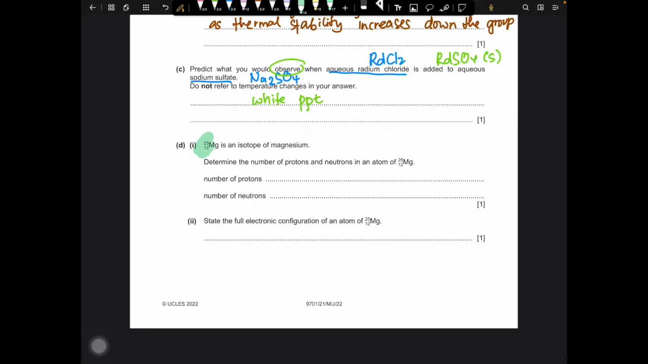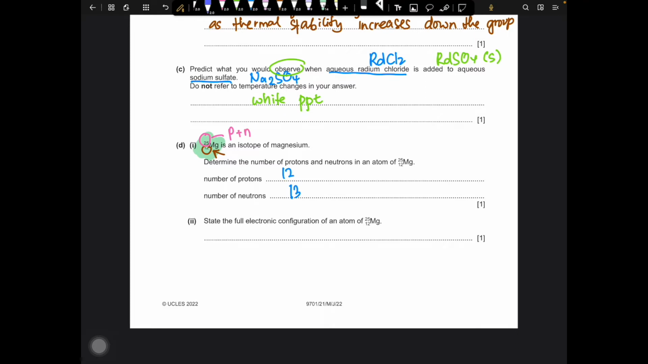The next one, you are given the chemical formula. From this chemical formula, you can identify the number of protons, which is this one. This is the number of protons. And the top number here is the number of protons and neutrons. So when we minus 25 and 12, we will get the number of neutrons for magnesium. So that answers all of the questions. The number of protons will be 12, and the number of neutrons will be 13.